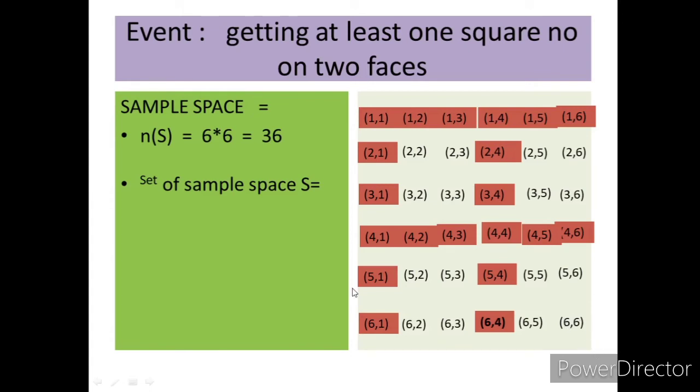Okay, is it clear? To write down the formula, that is n of e by n of s. N of e means number of favorable outcomes. You have to count how many favorable outcomes are there, then you have to substitute. The favorable outcomes are 20. If you count all those colored outcomes, you get 20, that is 20 by 36, 4 fives and 4 nines, that is 5 by 9. Okay, shall we move to another problem?